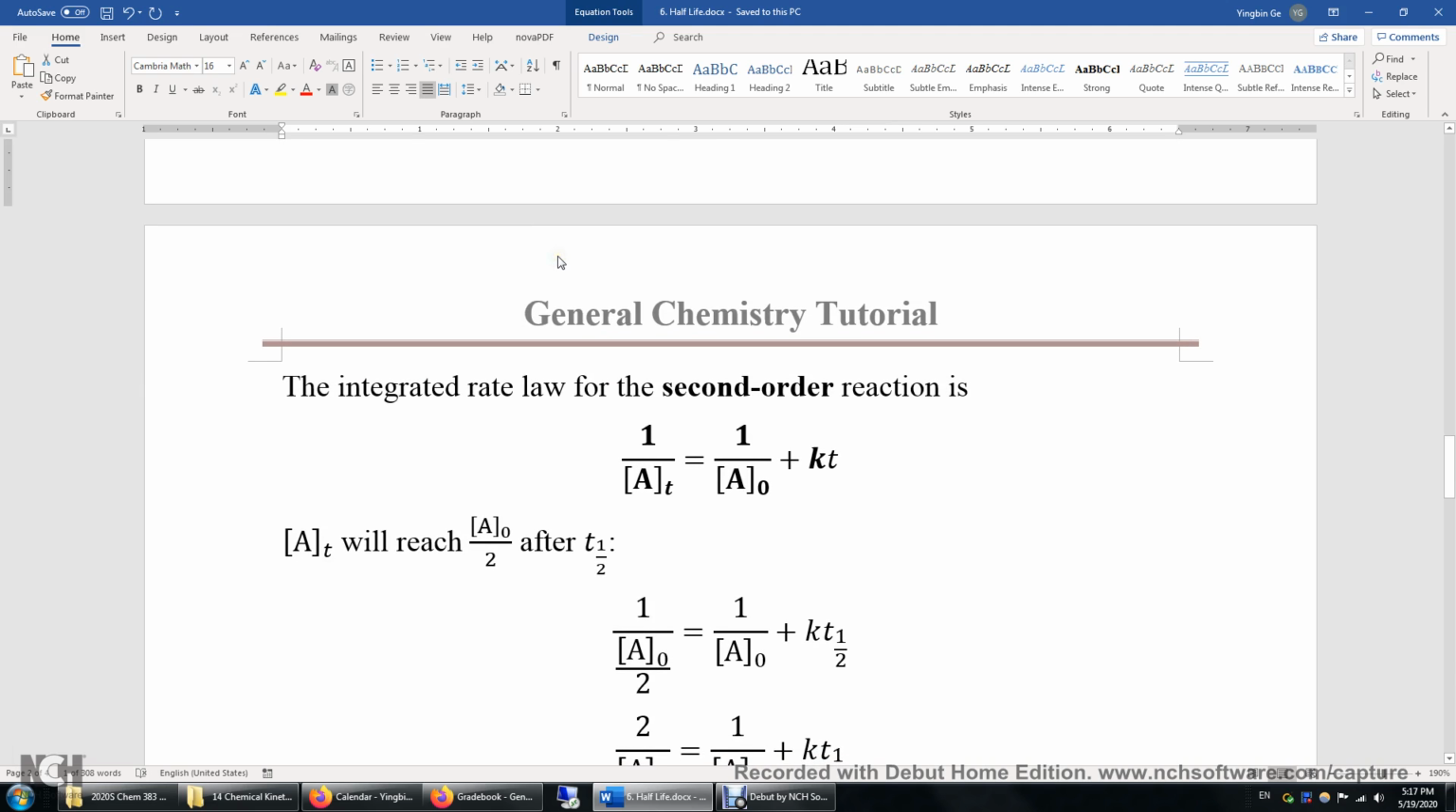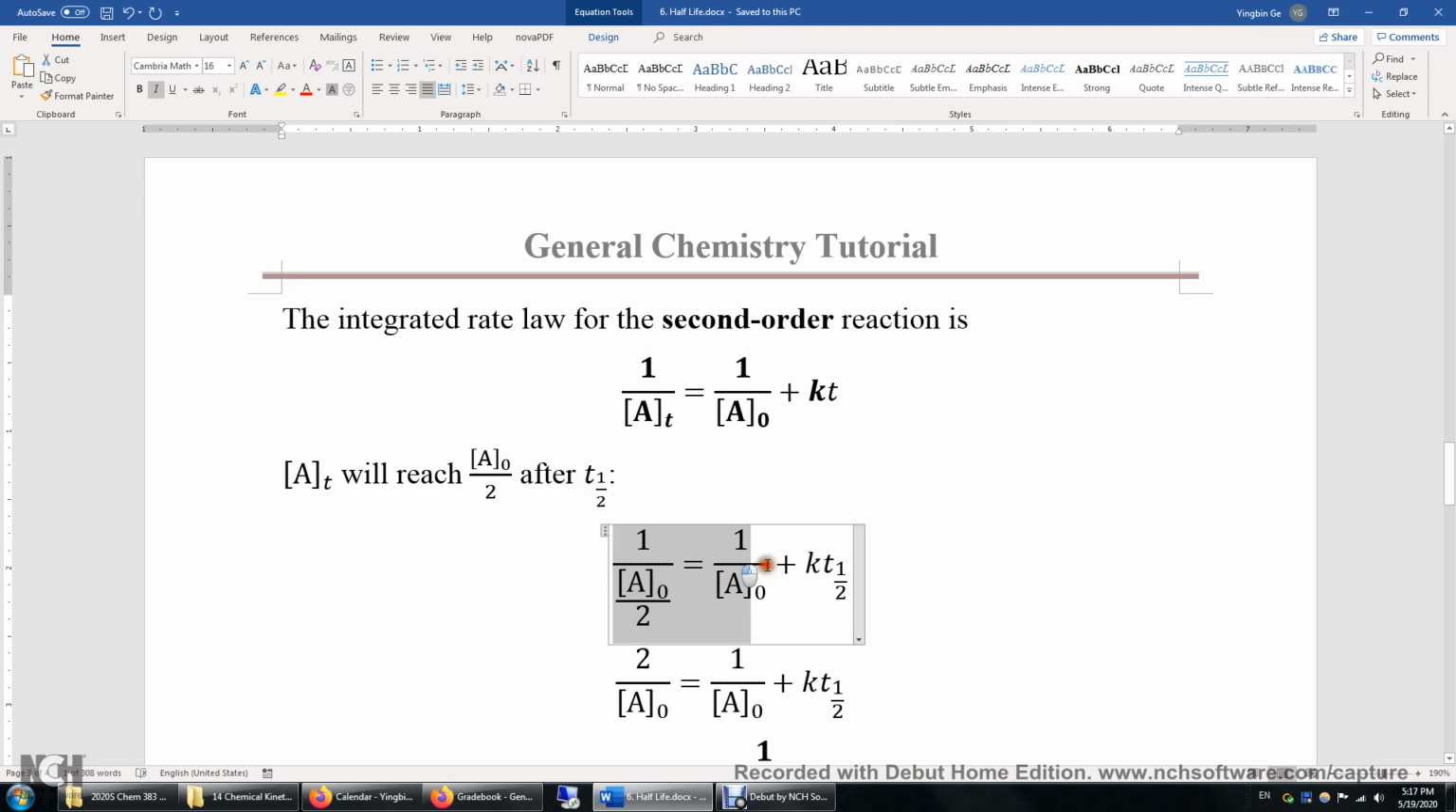The integrated rate law for the second order reaction is the reciprocal of A at time t equals the reciprocal of the initial concentration of A plus kt. So again, to get the half-life, we just replace this A with 1/2 of the initial concentration of A, so this should be 1/2 of A naught. And then we replace this t with t sub 1/2, which is the half-life. So that's why we got this equation.